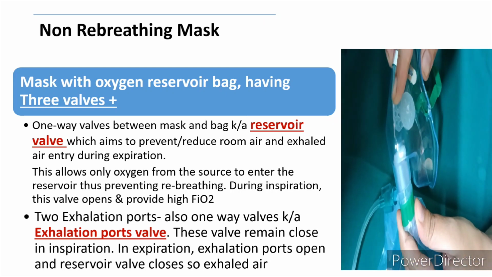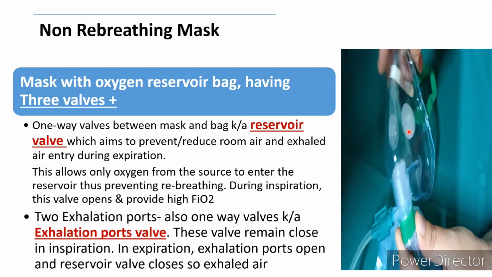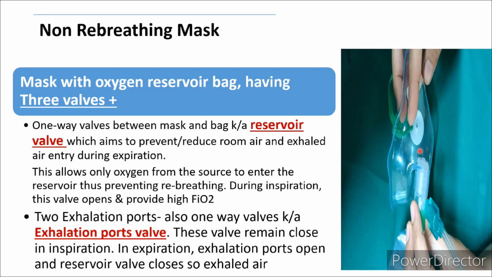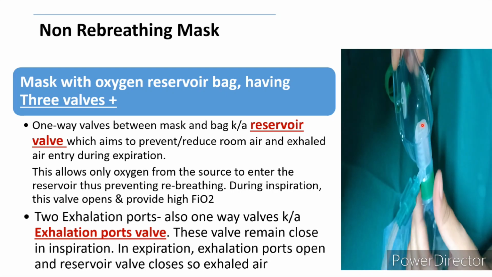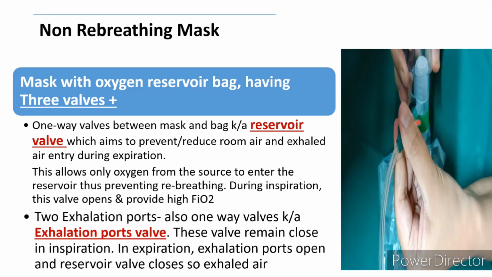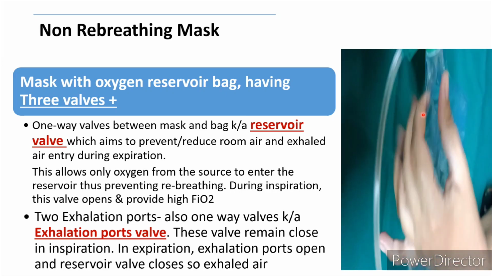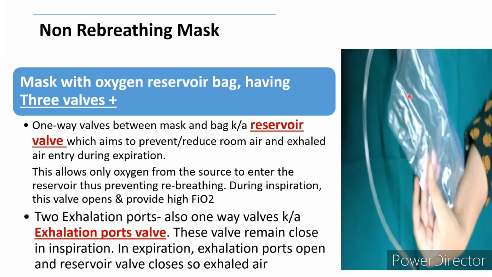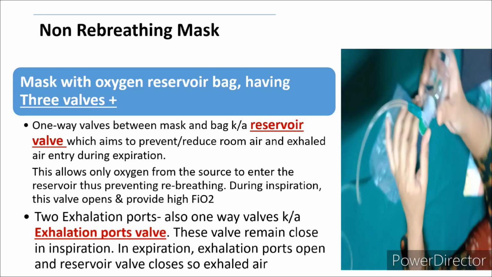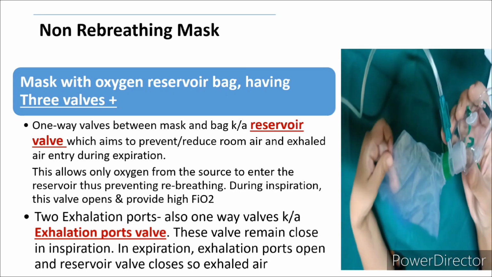So here in this video also you can see these are the one-way valves at the exhalation port, and this one is the reservoir valve, and this is the oxygen tubing connected to the reservoir bag, and this is the reservoir bag of 1 liter capacity. This is the non-rebreathing mask.